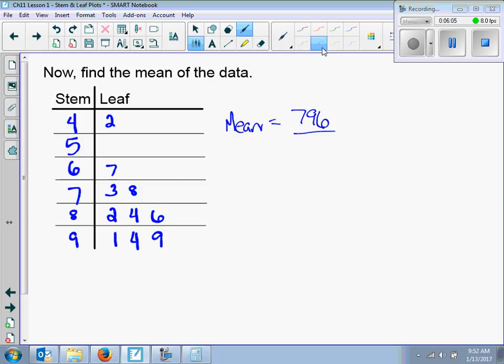So to find out how many are in the list, all you have to do is count the leaves. So we have 1, 2, 3, 4, 5, 6, 7, 8, 9, 10. So we're going to divide by 10. So 796 divided by 10. You remember the little trick when we're dividing by multiples of 10? We move the decimal to the left. When we divide, it's to the left, and when we multiply, it's to the right. Right? Remember that little trick? So our mean is 79.6.